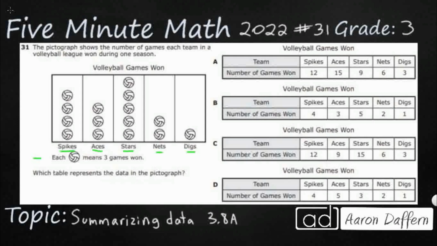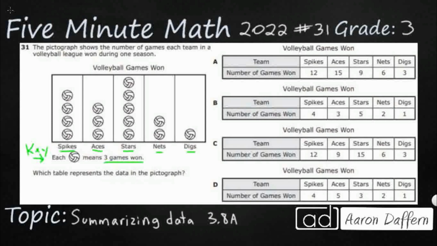We've started learning about pictographs all the way down in kindergarten, right? In kindergarten, each picture represented one item. So if you wanted to represent 4 stars, you would draw 4 stars. But now that we're a little bit older, we always have to look for the key. The key is right down here, and it says that each volleyball pictured here means 3 games won. So rather than making this a really big graph, they did a little substitution here.